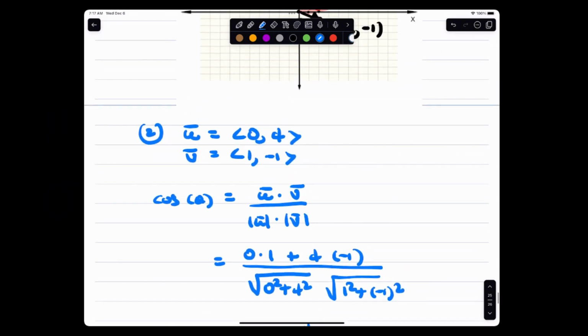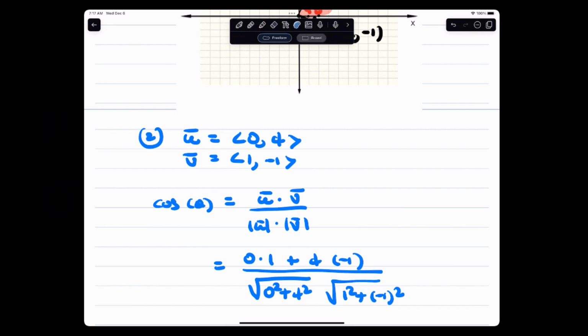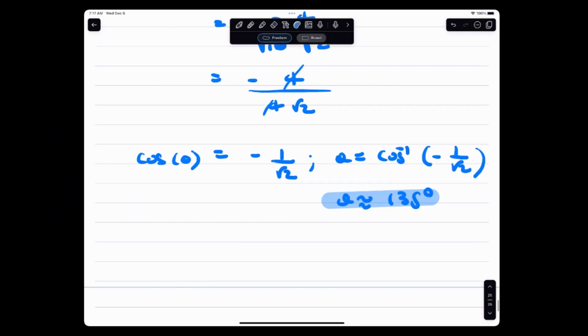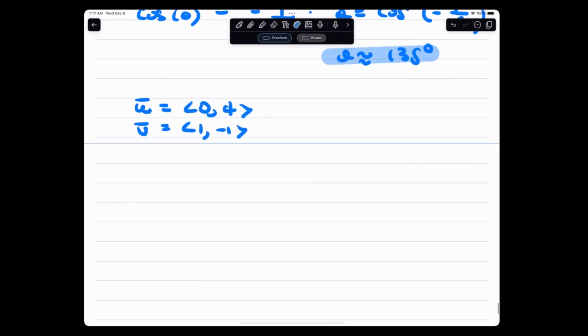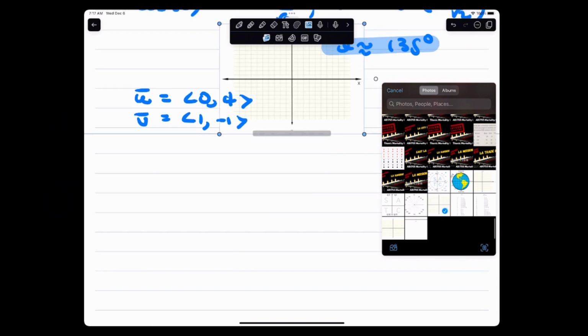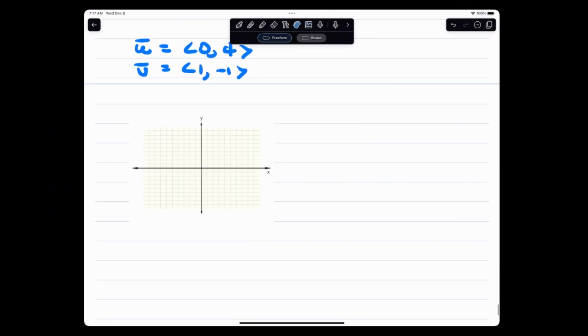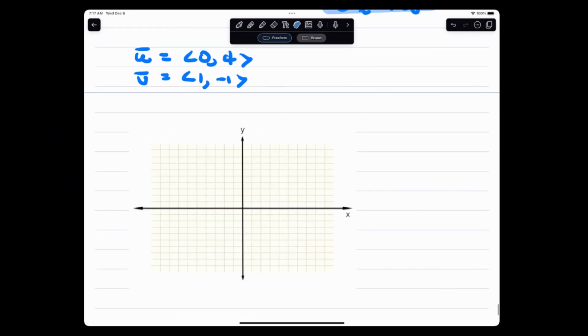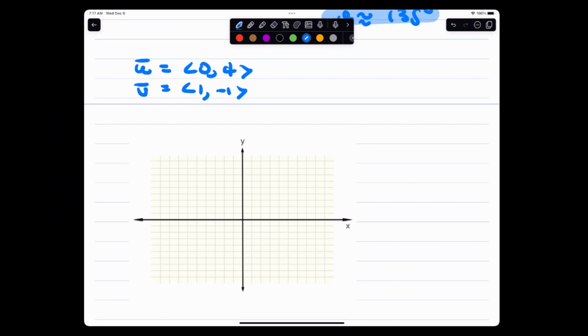We want to look at the picture here. Let's look at the graph of these vectors, okay? We have to plot 0, 4. That looks like it's straight up here, 4 units. So this is the location of 0, 4. That means this is the vector. Go to the right 1 and down 1, and there's your vector, 1, negative 1.